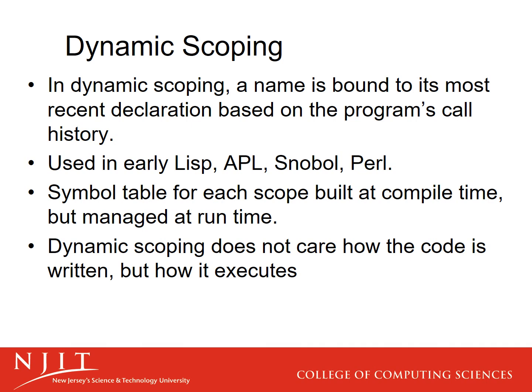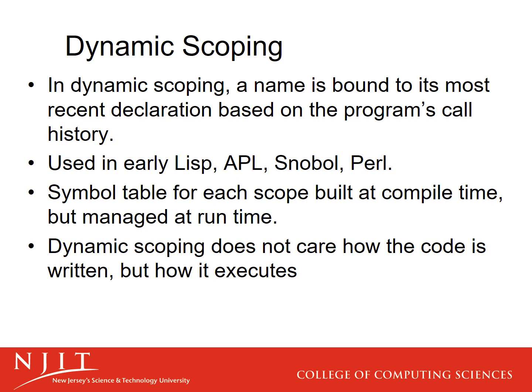Now there's one other topic that I want to mention here. You won't necessarily come across this very often. Earlier on I said that C and C++ and Java, and indeed most of the languages we use these days, use something called static scoping or lexical scoping. But there is a thing called dynamic scoping. In dynamic scoping, a name is bound to its most recent declaration based on the program's call history.